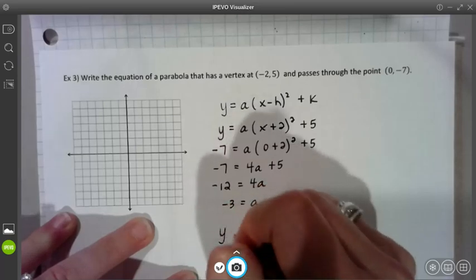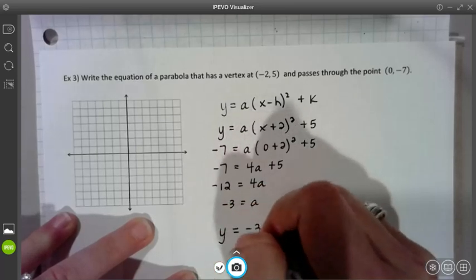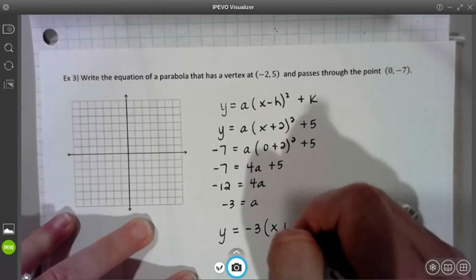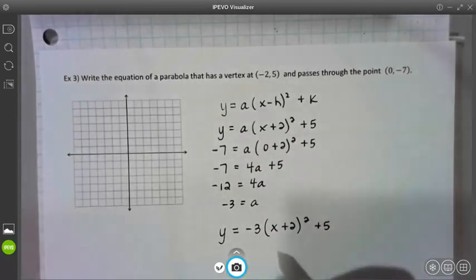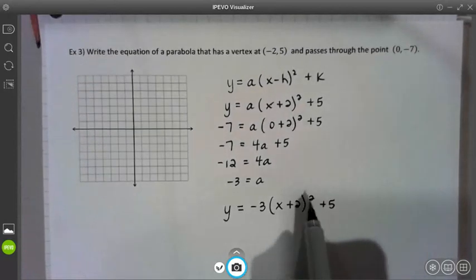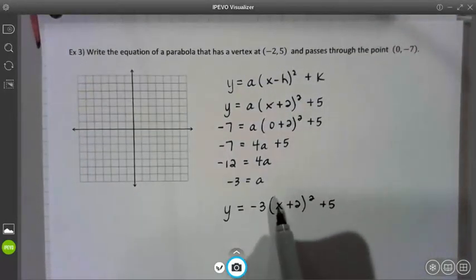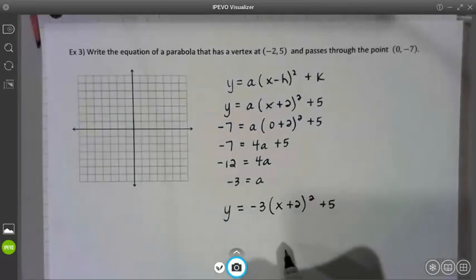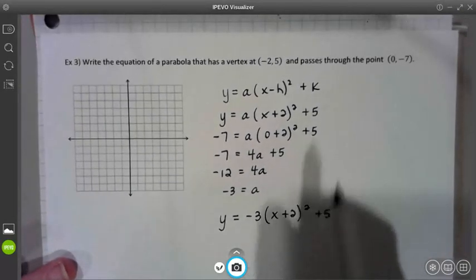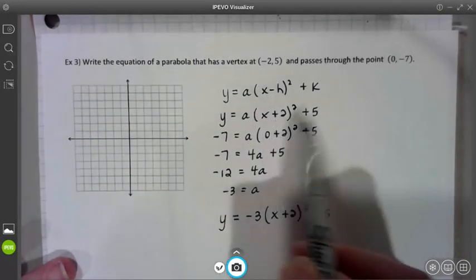So it'll be y, or f of x, equals -3 times the quantity x plus 2 squared and then plus 5. And if they ask you to write it in standard form, all you have to do is FOIL this, distribute the -3, and combine like terms. And then you'll take your vertex form to standard form.